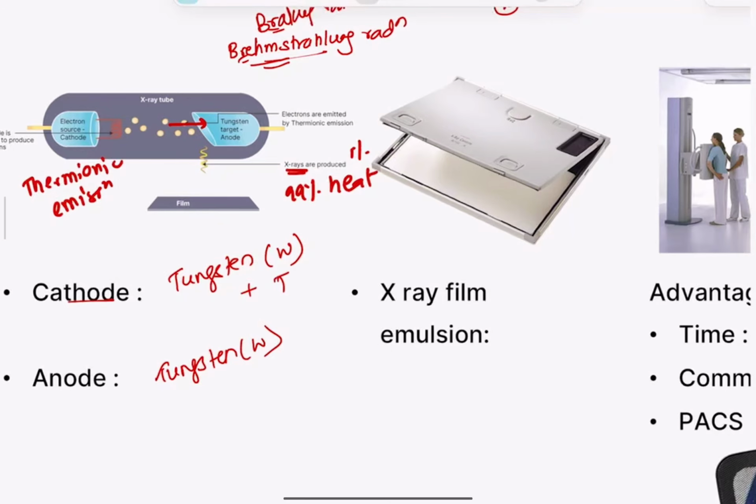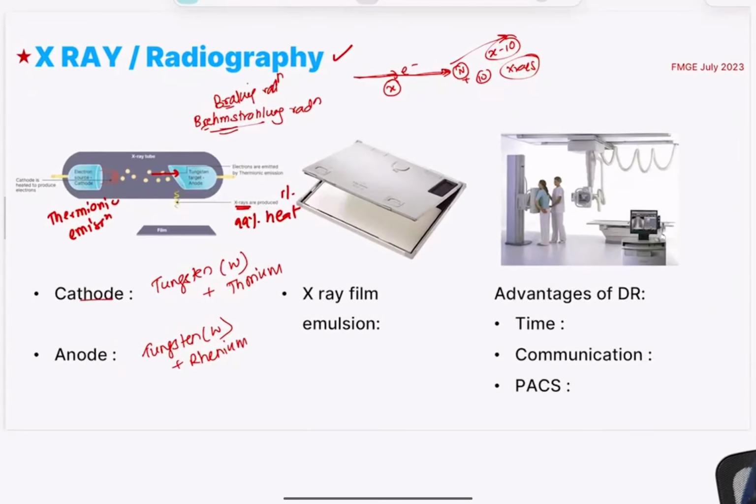In the cathode you have tungsten plus thorium, Th. In the anode you have tungsten and rhenium, right. So that is how the X-rays are produced, and they come out from the X-ray tube.